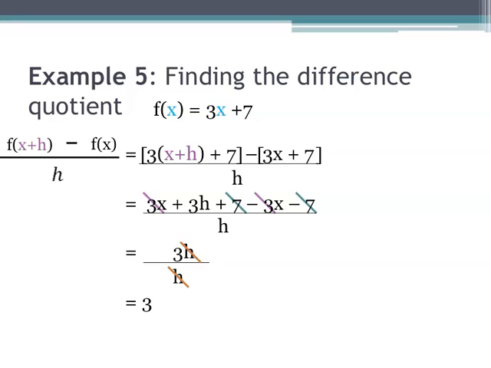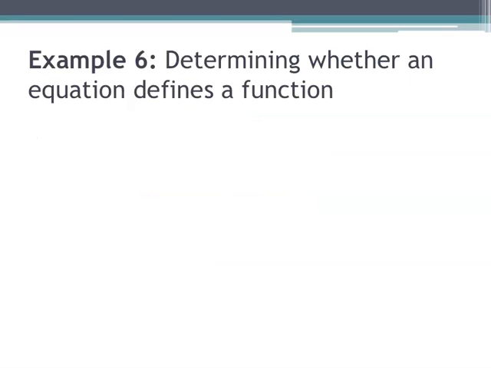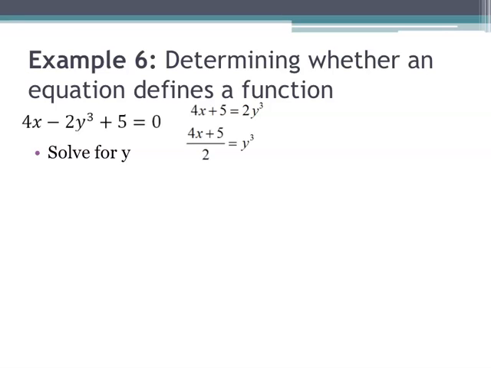The last thing we're going to go over is how you can determine whether an equation defines a function or not. So say you have this, 4x minus 2y cubed plus 5 equals 0. In order to determine whether or not this defines a function, you want to solve for y, get y by itself. So I'm going to move the minus 2y cubed over to the right, so I have 4x plus 5 equals 2y cubed. I'm going to divide both sides by 2, and then take the cube root of both sides. That leaves me with y equals the cube root of 4x plus 5 over 2.